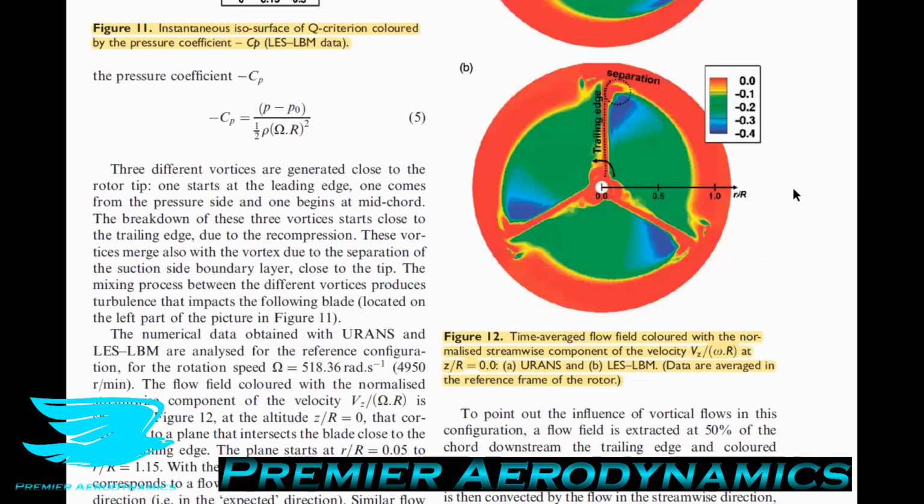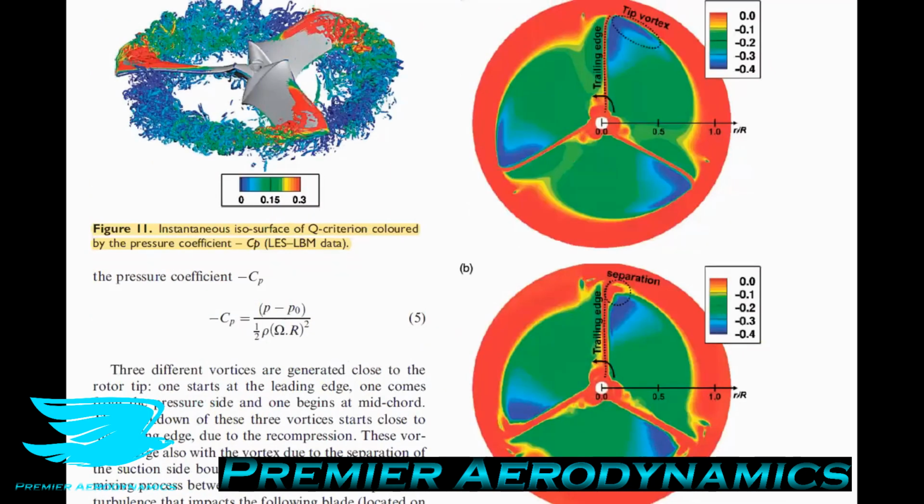So the streamwise component of velocity for both of these 2 methods, URANS and LBM, are very similar up until the wingtip. Then we start to get a little bit of a difference downstream of the wingtip, and that's probably due to the vortices, how they break down.